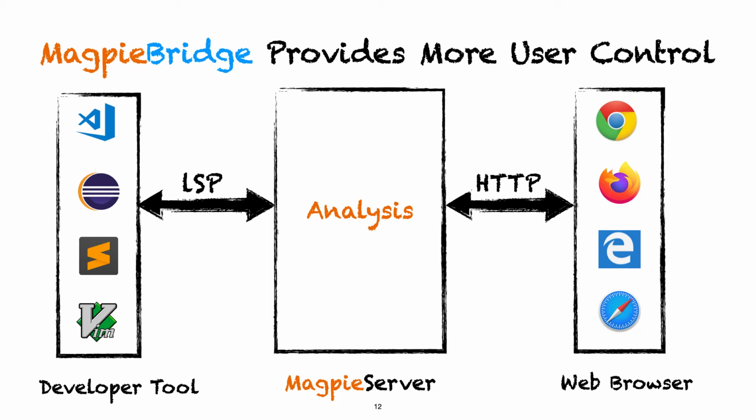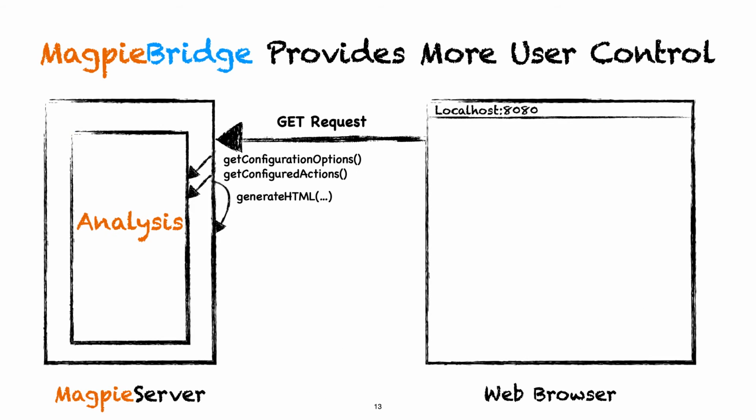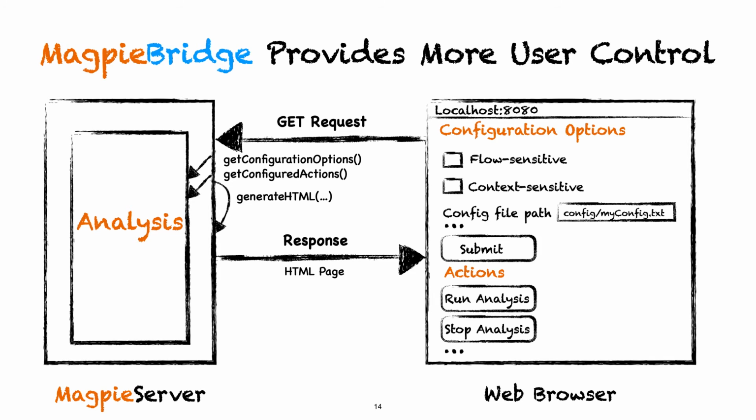MagpieBridge leverages not only ASP, but also the fact that every computer has a default web browser installed, and we extended the Magpie server to also talk with web browsers in HTTP. The way it works is as follows. When the Magpie server is started, it will also open a URL in the default web browser. The web browser will show the configuration page for the analysis.